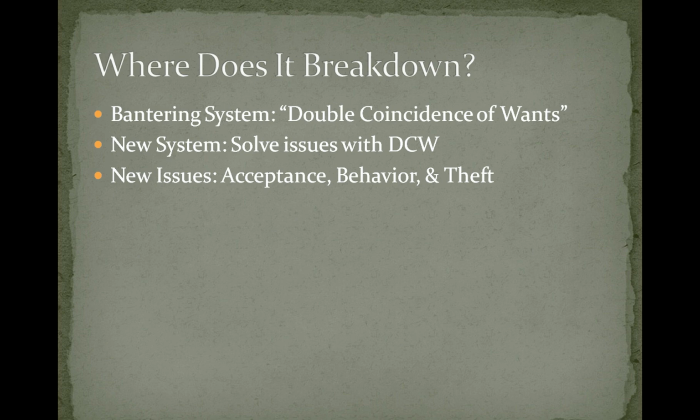So where does this system break down? Remember, the double coincidence of wants was one of the main things that broke down the barter system. With this new system, you no longer have to worry about the double coincidence of wants, but it does introduce new problems. And three of the problems are going to be acceptance, behavior, and theft.